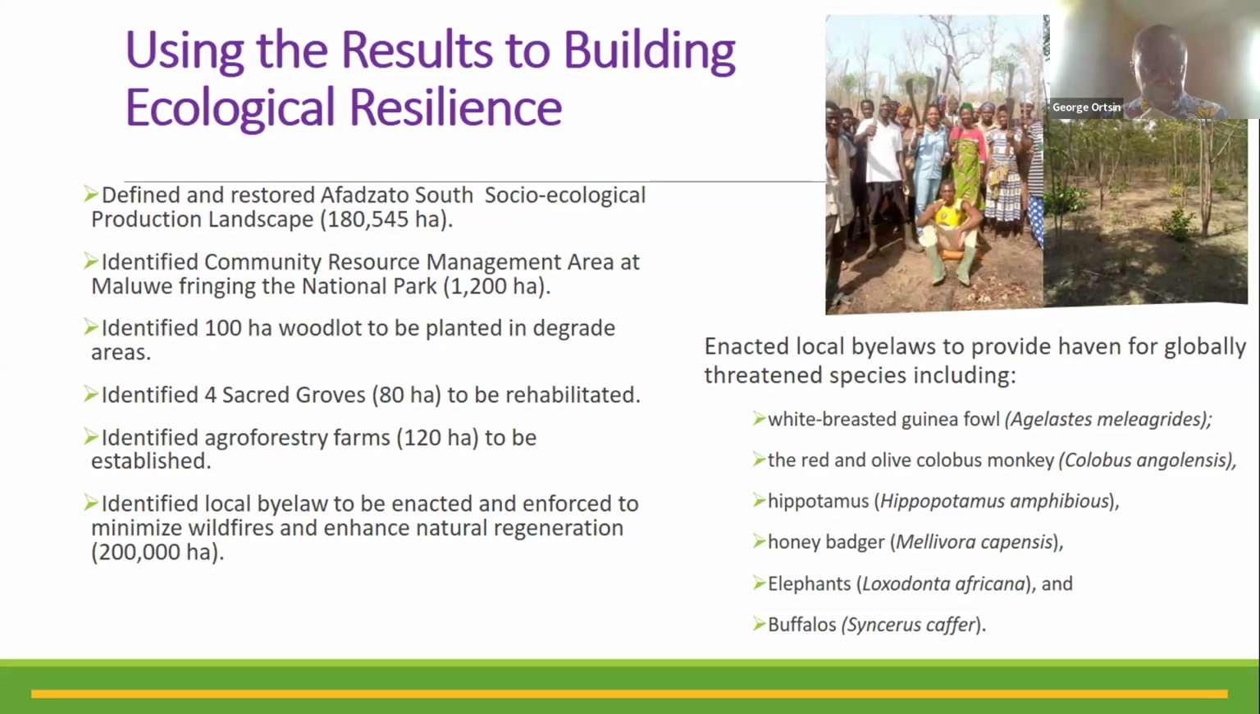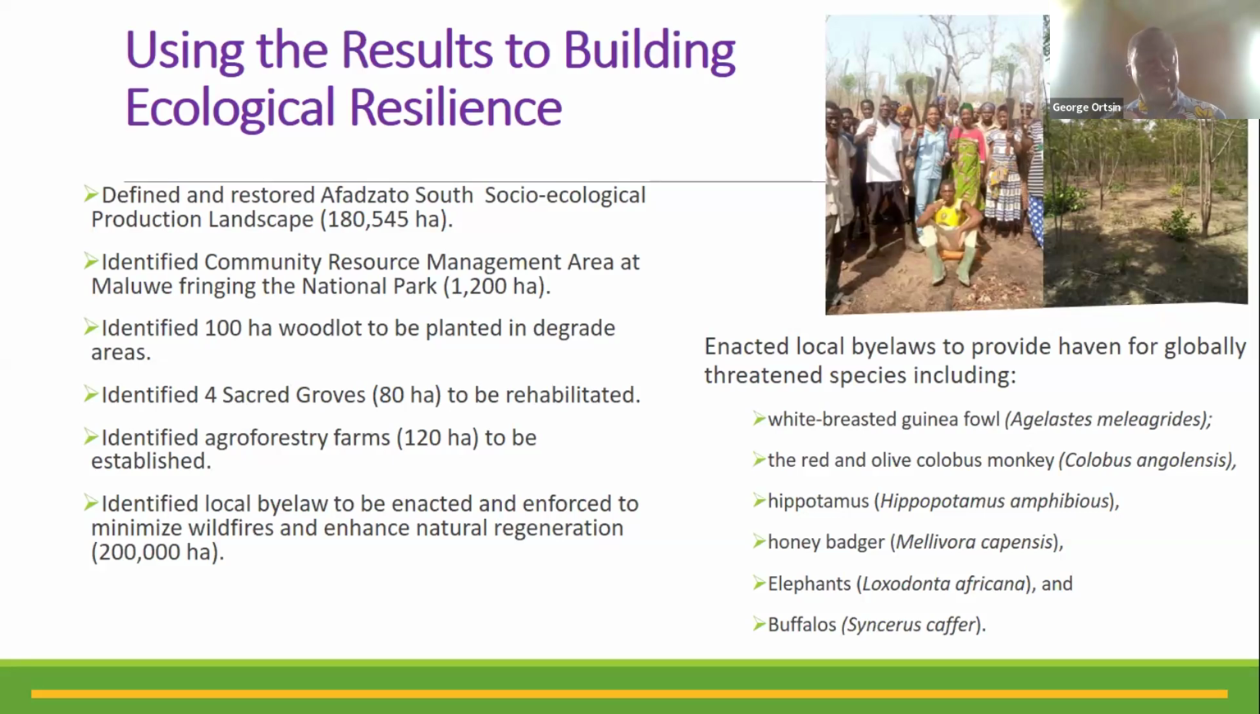Then there was a need to do woodlot planting, especially in the degraded areas along the places that had eroded. There were some sacred groves which were losing their forest cover. So 4 of them were selected to be rehabilitated.